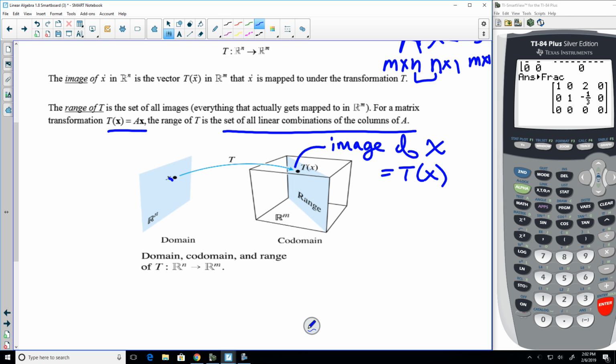And these transformations are really awesome. We can make them do all kinds of things. Okay.